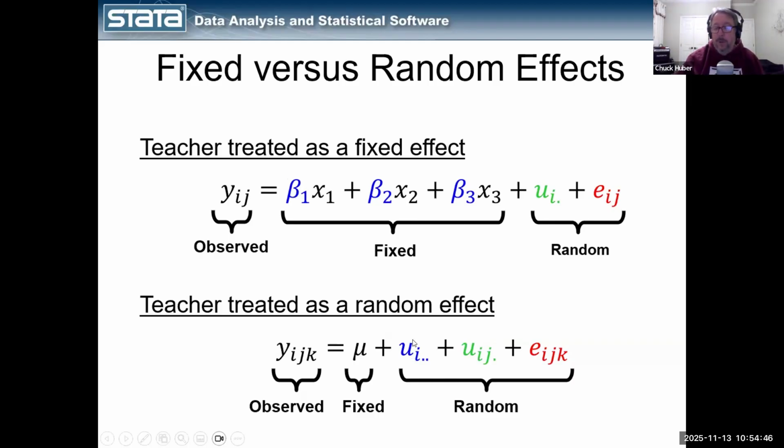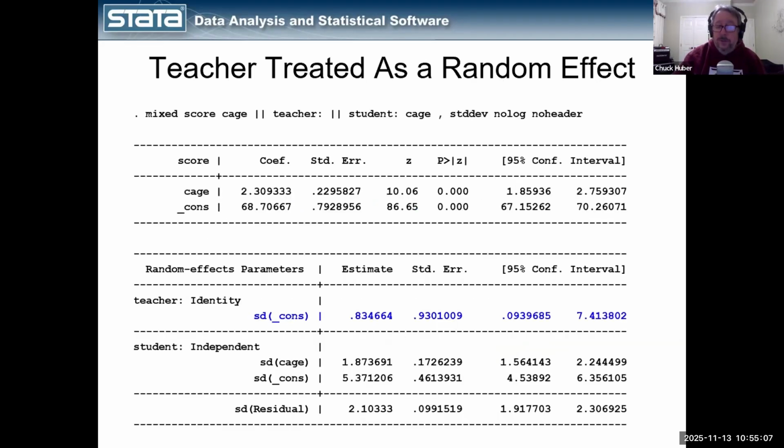If I took the grand mean plus the u_2 dot dot, the deviation for teacher 2, what do I get if I add those two together? Well, I get beta 2. And then if I take u_3 dot dot and add that to the grand mean, what do I get? Beta 3. Mathematically, they're the same. It's exactly the same. It's just a different way of writing it. And the output looks different.